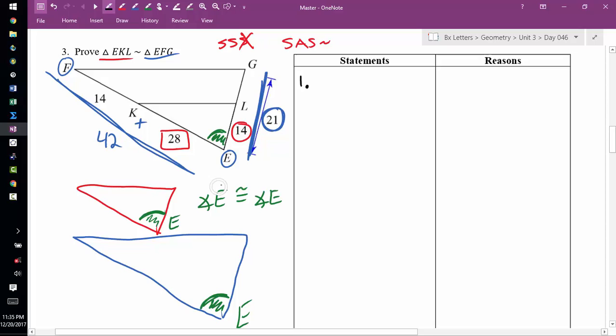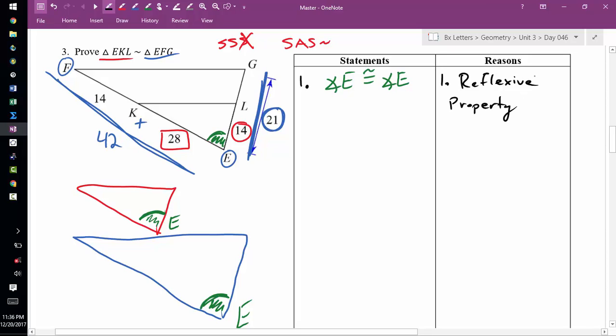1. Angle E is congruent to itself. And whenever you want to say that something, whether it's a side or an angle, is congruent to itself, or another way to think about it is this angle E is shared by both triangles, whenever something's shared, that's called the reflexive property.